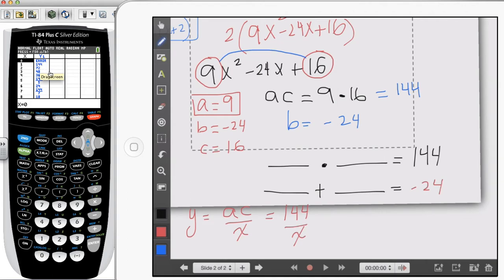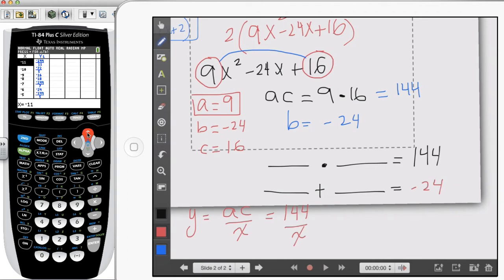You want it to add to give you negative 24. So keep looking. 2 plus 72, 74. 3 plus 48, 51. So probably, let me try to go to the negative. Negative 2 and negative 72. No, the reason why I'm thinking of the negative is because it's in negative 24. So let me keep looking. Negative 8 and negative 18, it's like negative 26. I'm getting closer. Negative 9, negative 16, that's like, no, it's not negative 24.